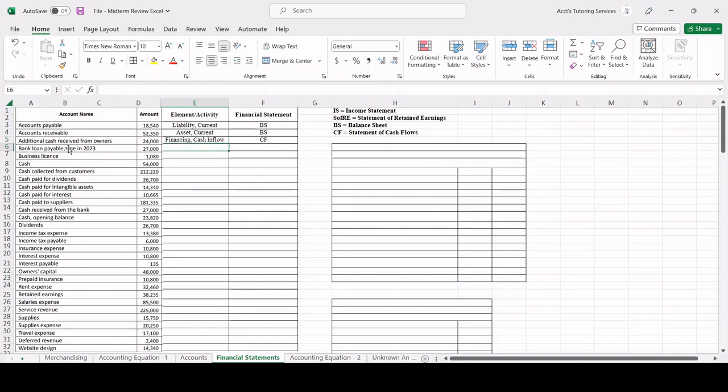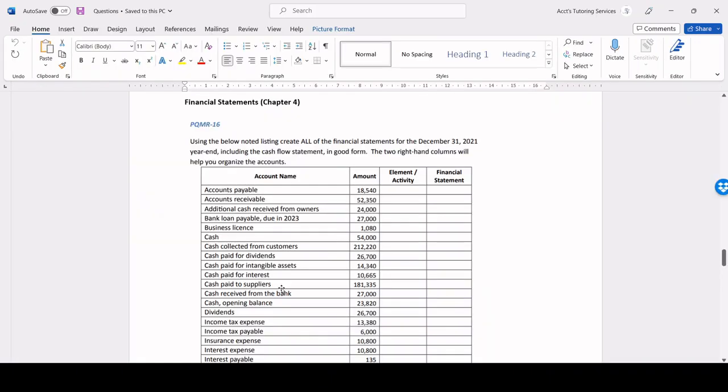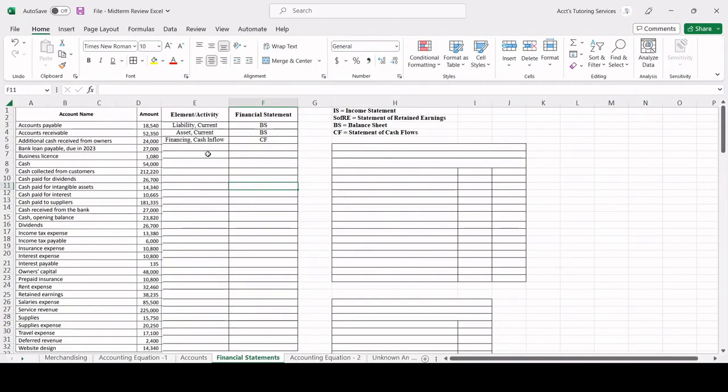Cash is going up. Bank loan payable due in 2023. So remember, right now we're doing this for 2021, so that's clearly going to be long-term. Bank loan payable, so any payable is going to be a liability. So liability, and since it's going to be due in 2023, that's going to be long-term. And this is going to go onto the balance sheet.